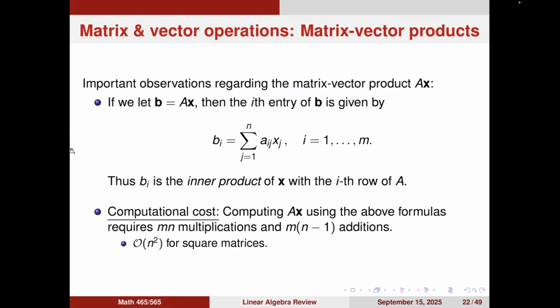The other important observation is we also have this formula where bi is the sum of aij xj. And what this means is that you can actually think about this as being an inner product, where this is the inner product of x with the ith row of A. From this formula, you can also see that the cost is going to be on the order of m times n. In other words, for square matrices, it'll have quadratic complexity.